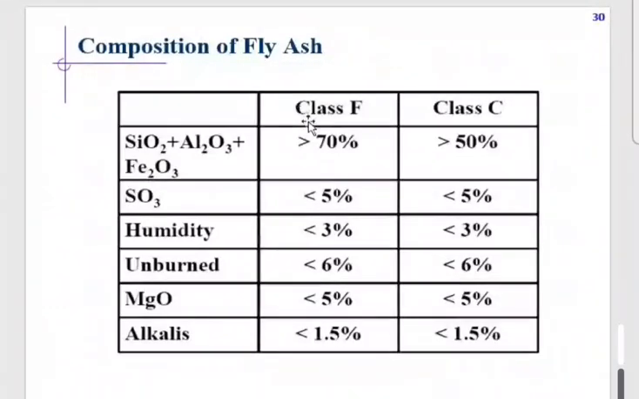Now the composition of fly ash. There are two types, Class F and Class C. For Class F fly ash, there are three oxides: silicon dioxide, aluminium oxide and iron oxide. If their total sum is greater than 70%, this is your Class F fly ash. If their total sum is greater than 50%, this is called Class C fly ash. This is the maximum difference we see by these three compounds. The rest you can ignore, not a big deal.